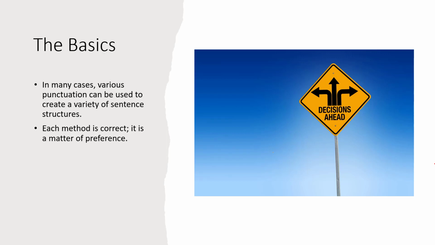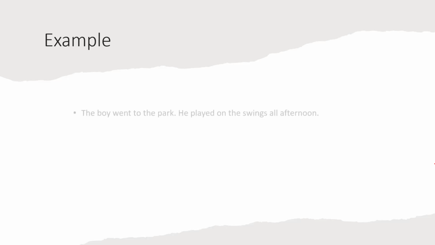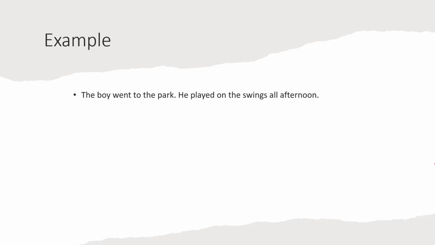When you are writing and when you are looking at writing and looking to combine simple thoughts, there are many different ways that you can use punctuation to create a variety of sentence structures. Typically, each method is correct and it is a matter of preference. So let's see some examples. Here we have two simple sentences. The boy went to the park. He played on the swings all afternoon.